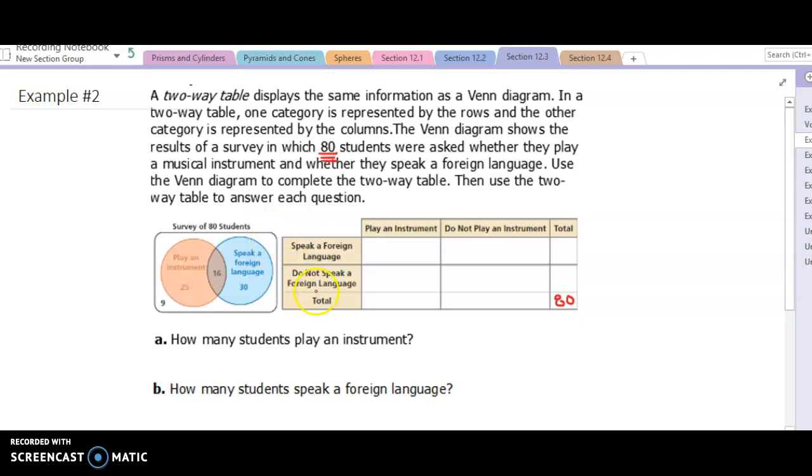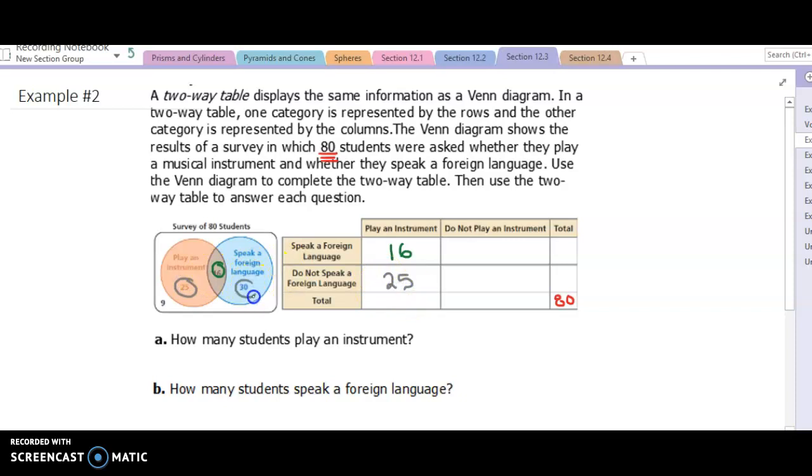All right. So if we look at this, we know the pinkish color is they play an instrument, and the blue is they speak a foreign language. Okay, so if I look right here, this 16 represents how many both play an instrument and speak a foreign language. So play an instrument and speak a foreign language, this would be my 16. Okay, here they play an instrument, but they don't speak a foreign language.